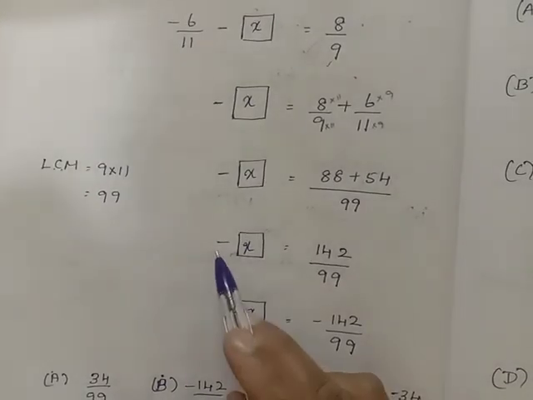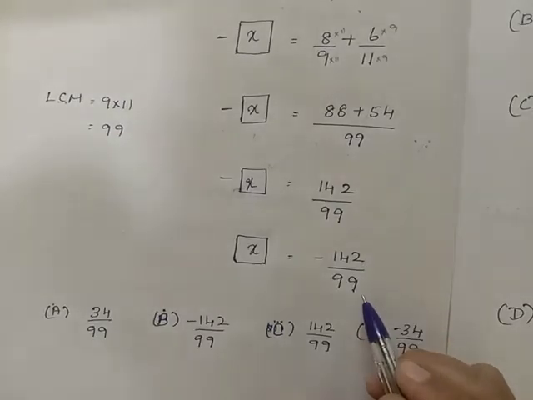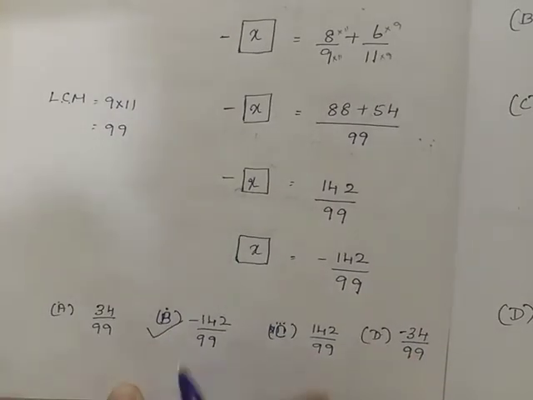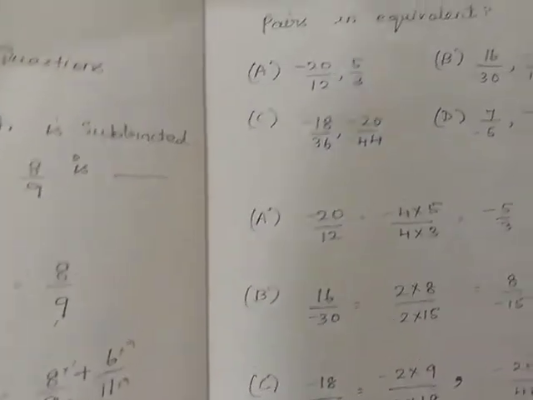Therefore, x is equal to, the negative sign will move to the other side, minus 142 divided by 99 is your answer. So, B is your answer. This is about the 11th sum. Now your 12th sum.